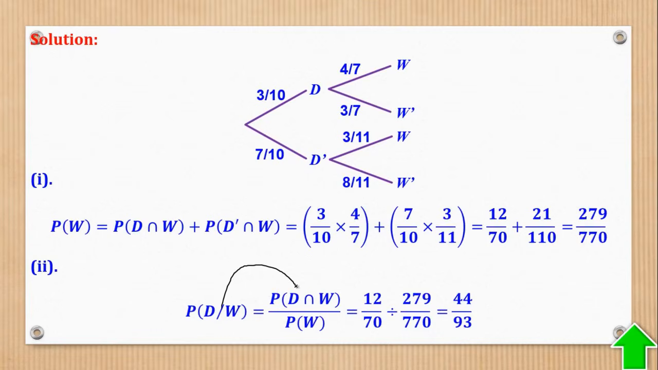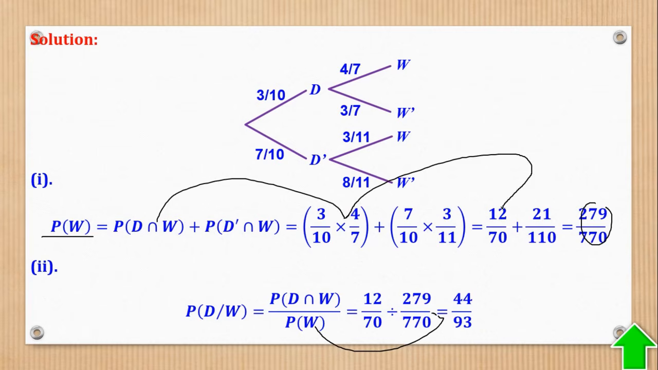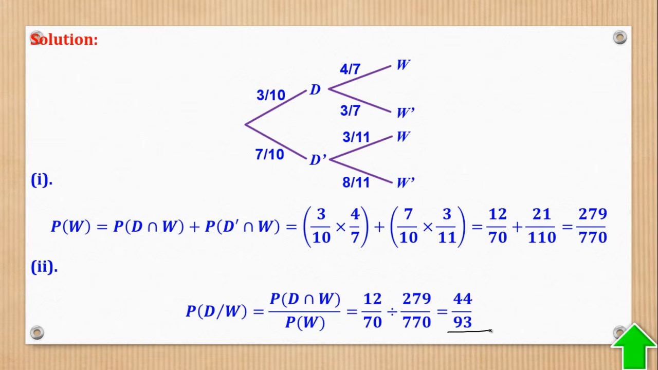Therefore the intersection is the numerator, and the denominator is what has already occurred. So we have already got the probability of winning as this, and that's what we write under winning. Then the intersection, we already saw it, D intersection W, it was this, which simplifies to this. That's why we write it here. And in the end we shall come up with 44/93 as the required answer.